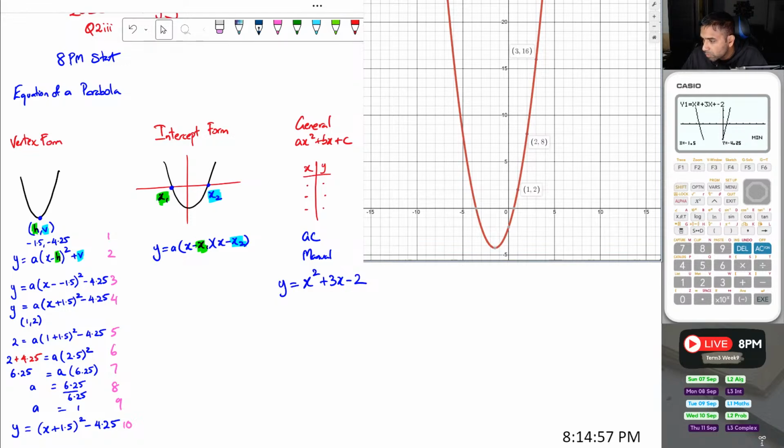Does completing the square work? Absolutely, Derek. You can do completing the square from that as well. From x squared plus 3x minus 2, you could go to completing the square. Hypothetically, I'm not going to do the intercept method because those two intercepts look horrible. Max, I'm just about to get to your question, which is how do we do this manually? If you want to do this manually, this is what you need to do.